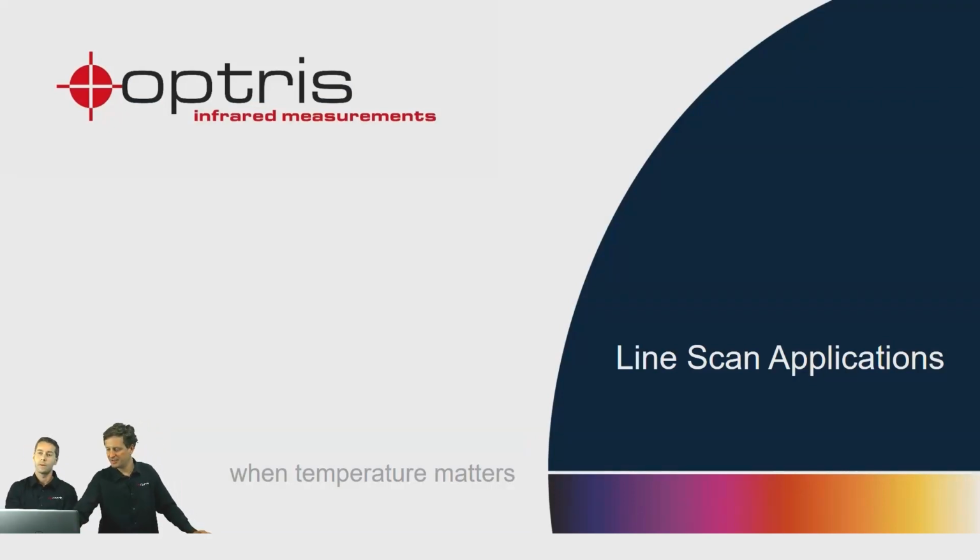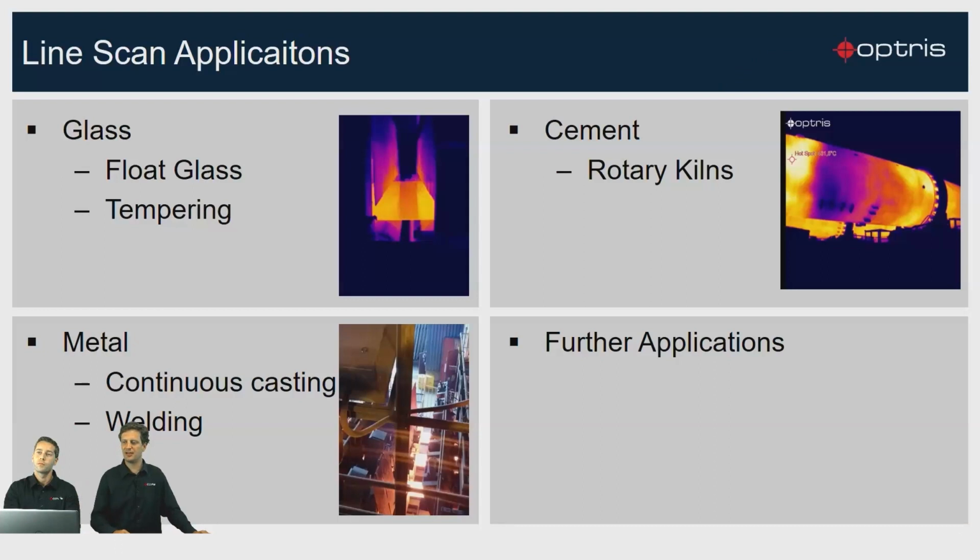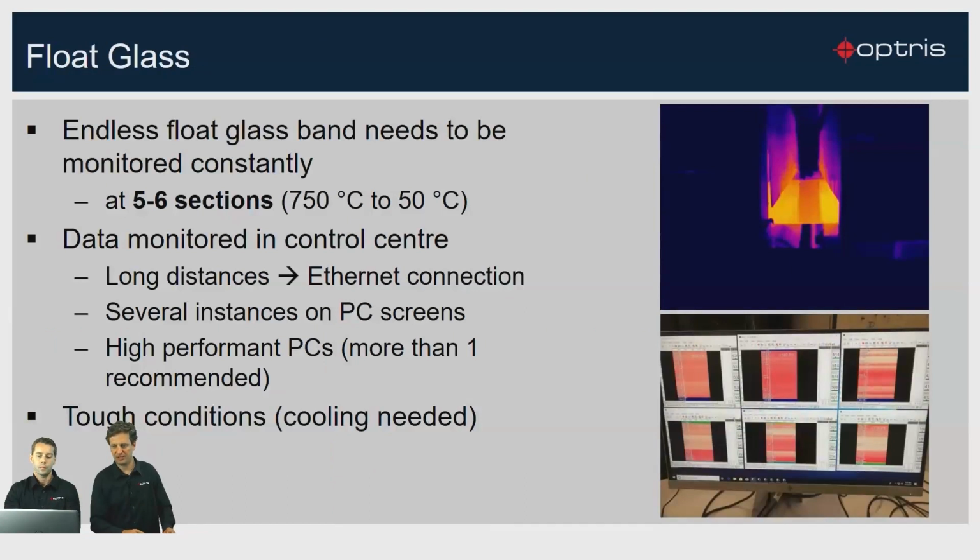To give some ideas, where do we find such line scanners? Most popular applications are to be found in the glass industry. We talk about float glass and also glass tempering, but also in the cement and mining industry, in rotating kilns. And in the metal industry, in the continuous casting process or even during welding processes, you can find such line scanners. But honestly, there are so many different applications, and we will definitely find further ones. But let's focus on those three most popular applications. Let's start with the glass industry, with the float glass industry.